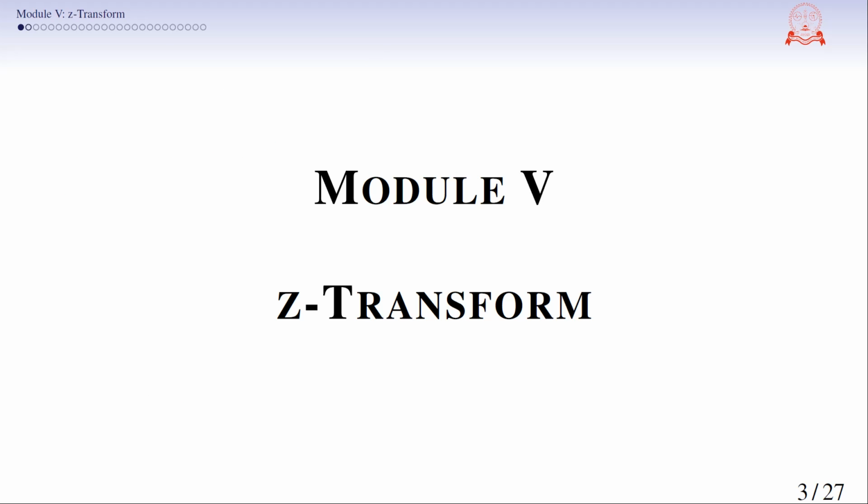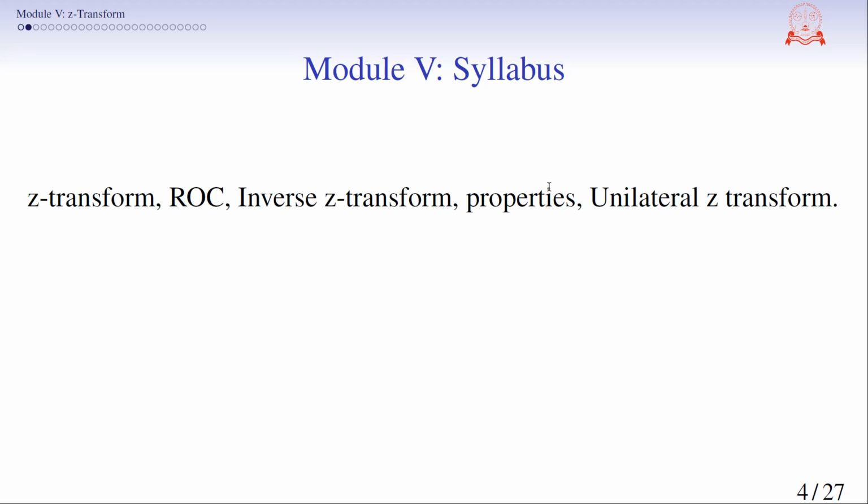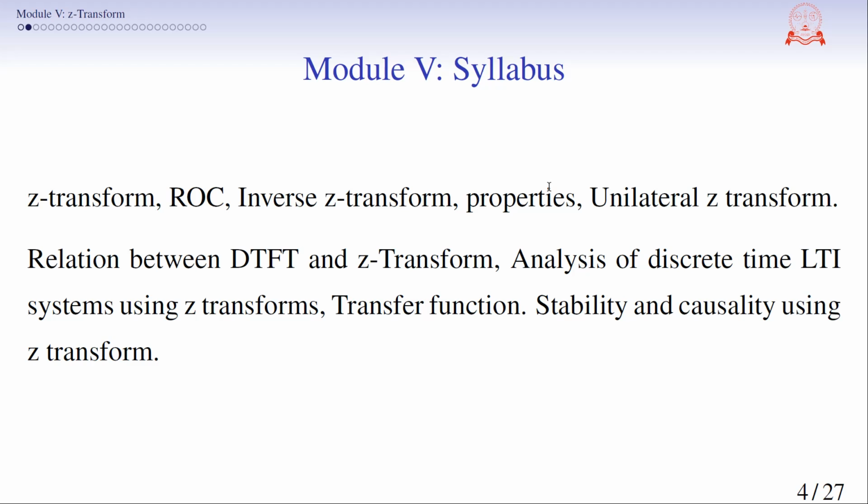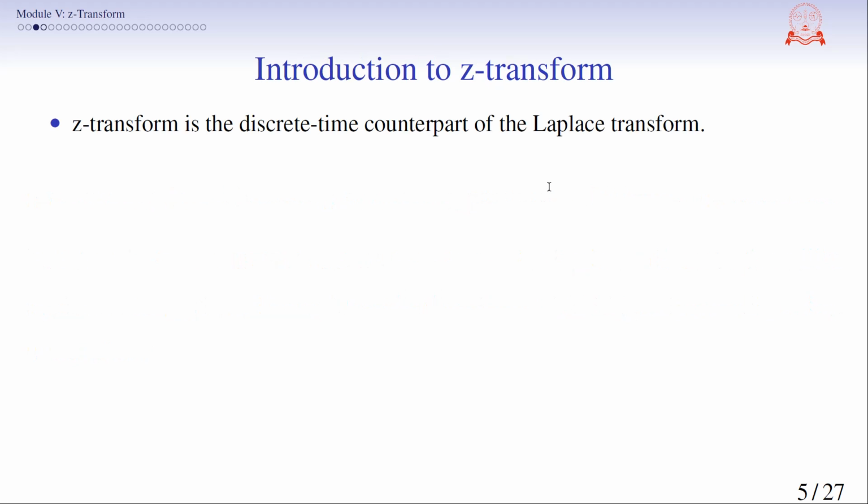The fifth module of your Signals and System contains the syllabus Z transform, and the corresponding syllabus is this one. It includes Z transform, ROC, inverse Z transform, its properties, unilateral Z transform, relation between DTFT and Z transform, analysis of discrete time LTI system using Z transform, transfer function, stability and causality of Z transform.